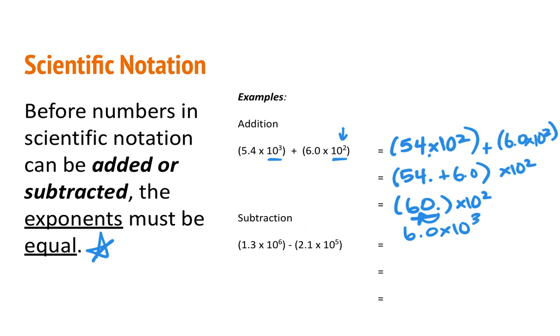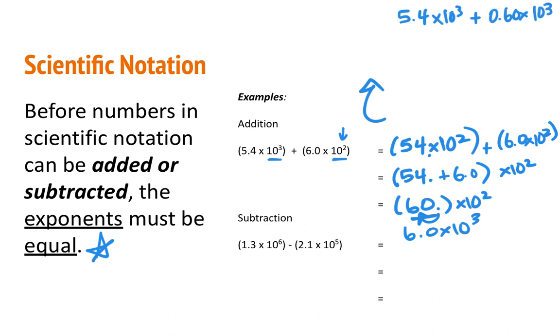So had I chosen to do this the other way, then I would have to change the second number in this because we want those exponents to match. So I would leave 5.4 times 10 to the third the same, and then I would change the second, and we need to move the decimal place to the left because we want the exponent to be larger. So this becomes 0.60 times 10 to the third.